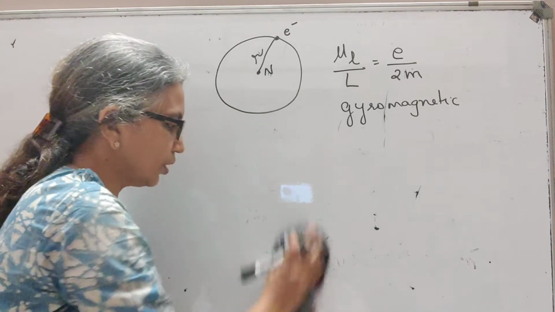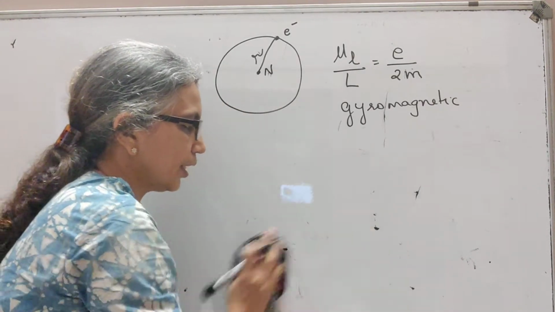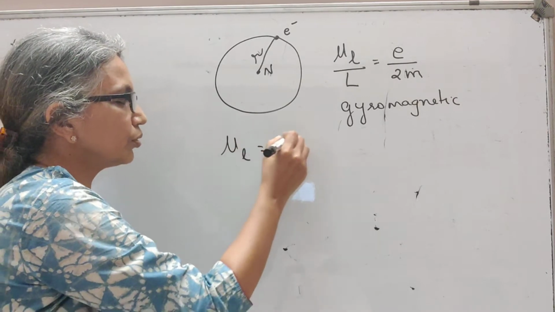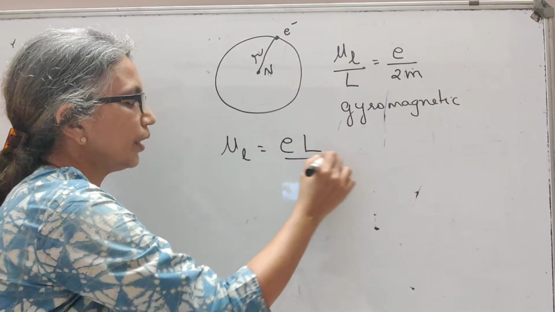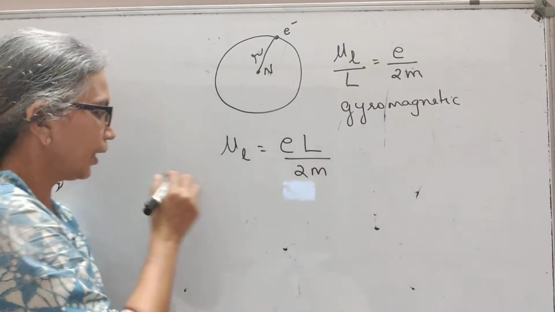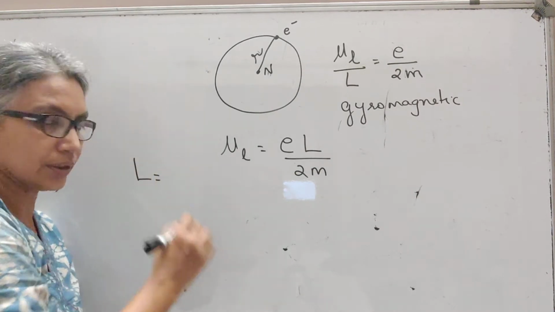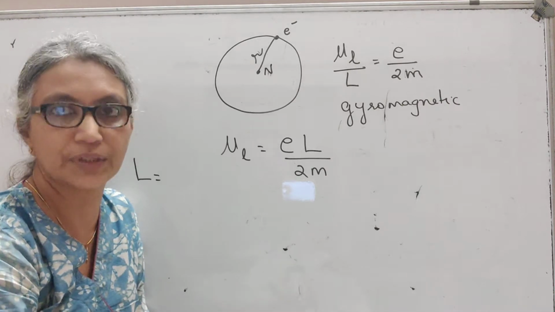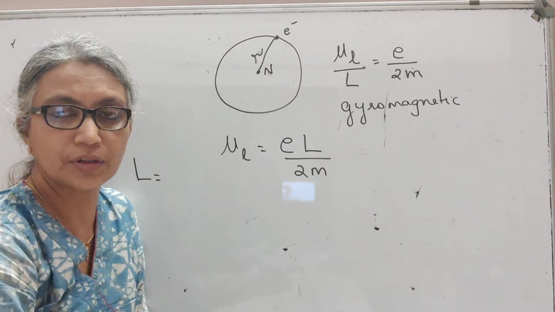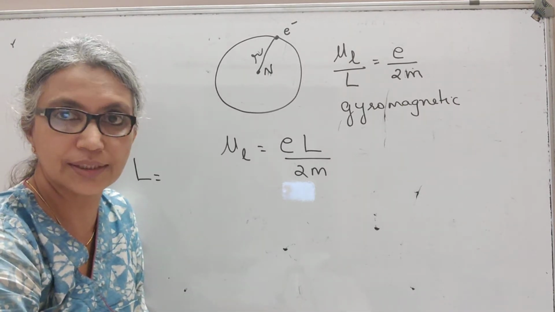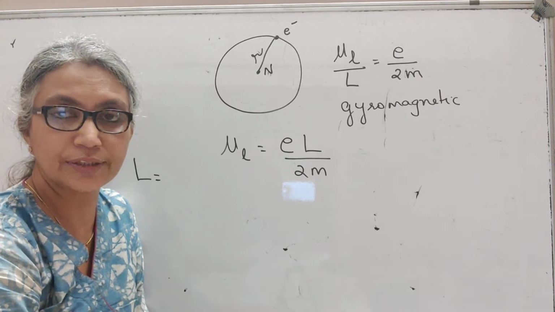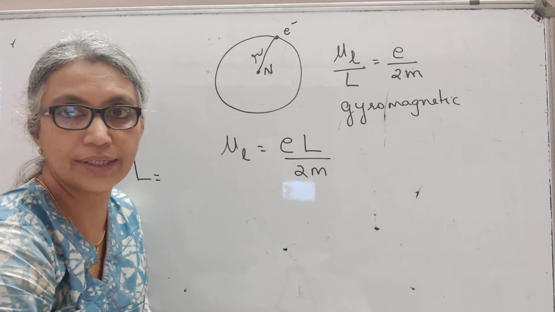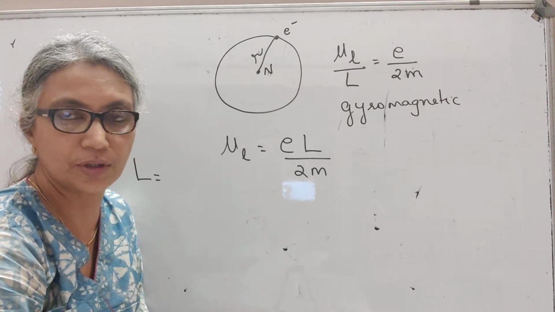So we go back to the dipole moment of the electron. From here we know mu L is equal to E L by 2m. Now comes Bohr's second postulate. I'll be teaching you Bohr's postulates in the chapter Atoms, but I'm sure you've come across Bohr's postulates in chemistry last year. The first postulate tells you that the electrons can only revolve around in orbits which are called stationary orbits or stable orbits.